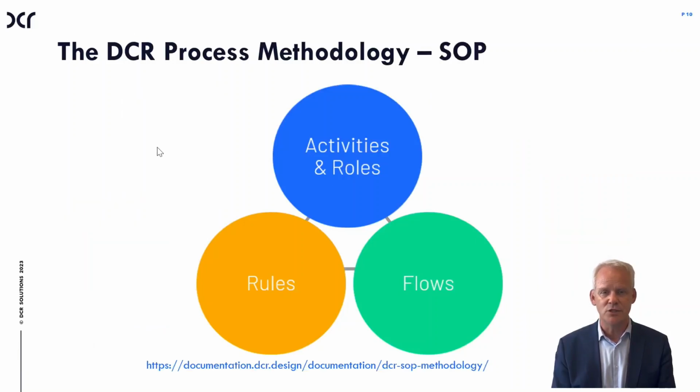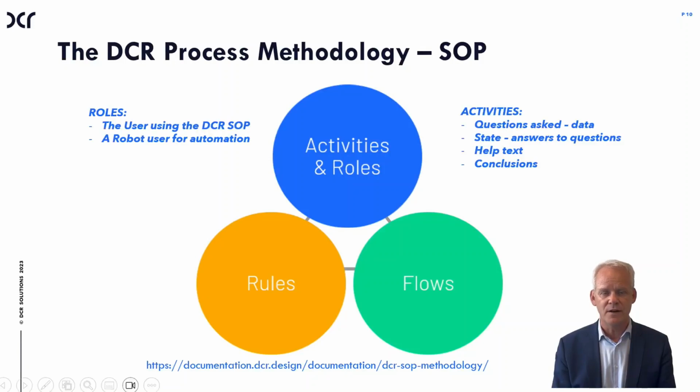As a SOP is a special kind of process, the methodology has been adapted. We have 2 different types of roles, the user that uses the DCR SOP in an online questionnaire and the robot that can perform automation steps such as computations. Activities are the questions, states, help text, and conclusions found in the text.